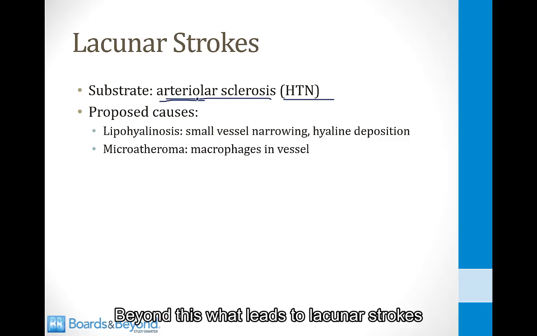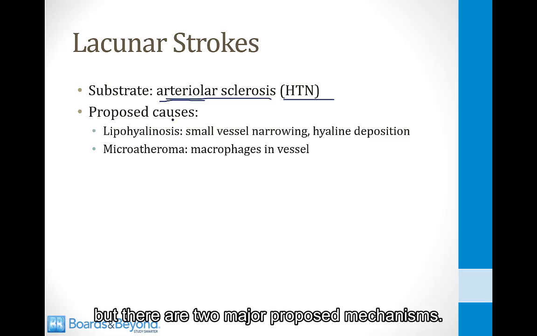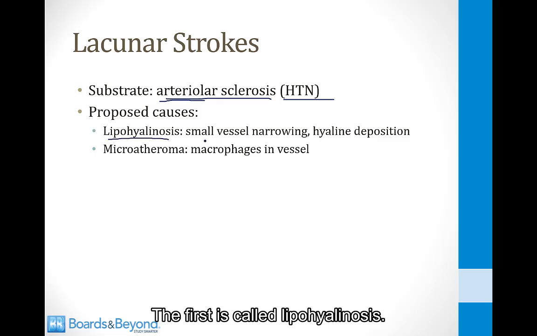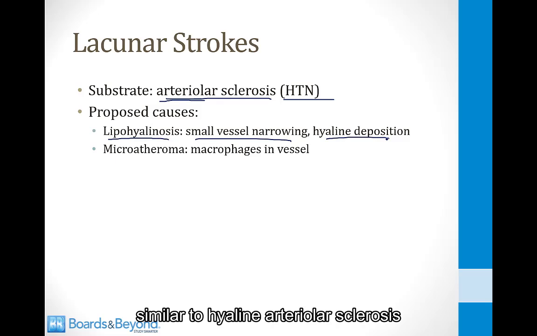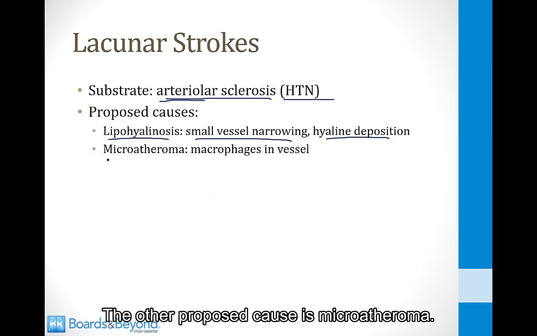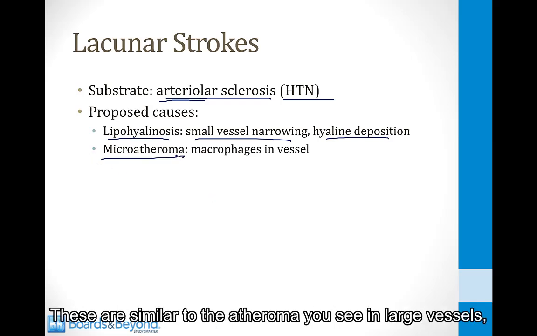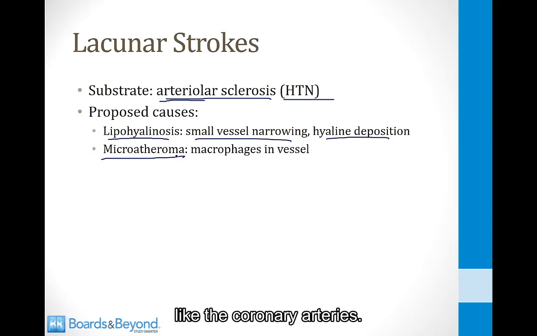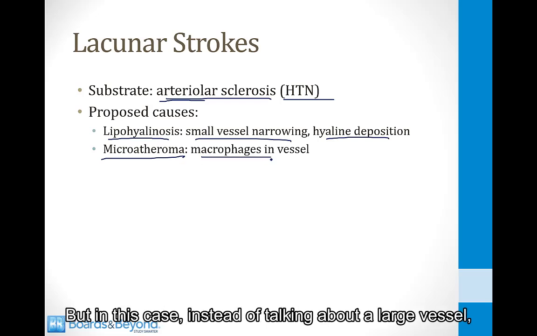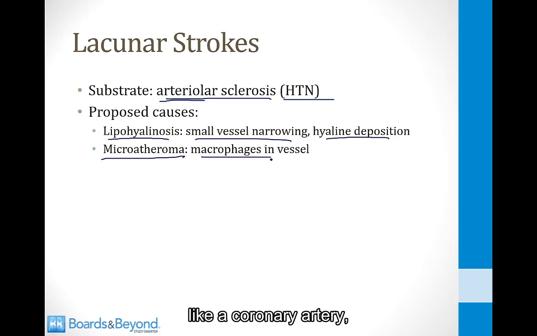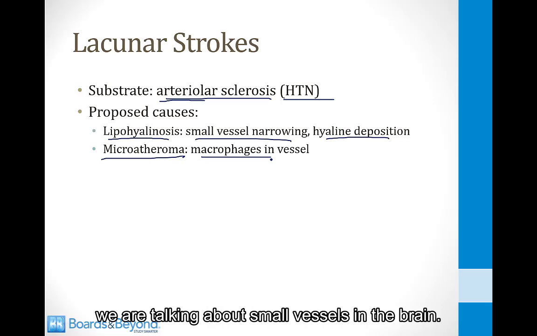Beyond this, what leads to the lacunar strokes is not well understood, but there are two major proposed mechanisms. The first is called lipohyalinosis. This is small vessel narrowing from hyaline deposition, similar to hyaline arteriosclerosis that you can see from hypertension. The other proposed cause is microatheroma. These are similar to the atheroma you see in large vessels like the coronary arteries. They involve plaque with macrophages in the vessel wall, but in this case, instead of talking about a large vessel like a coronary artery, we are talking about small vessels in the brain.